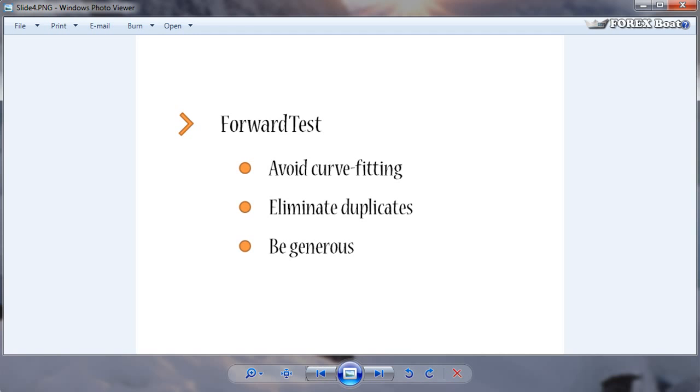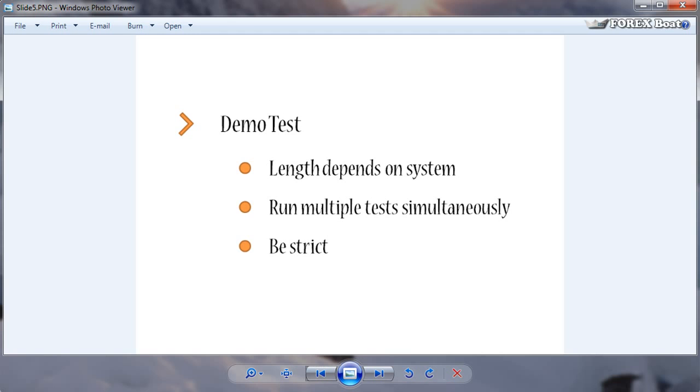So as long as a set holds its own during the forward test, as long as it's not rapidly losing money, you might want to move that one to a demo test and see how it performs there. Demo test, 3 main key takeaways.